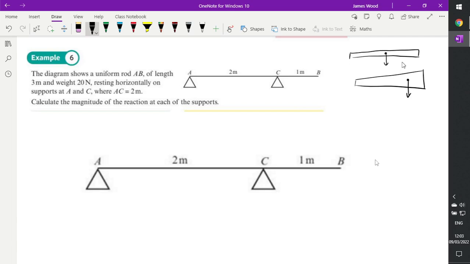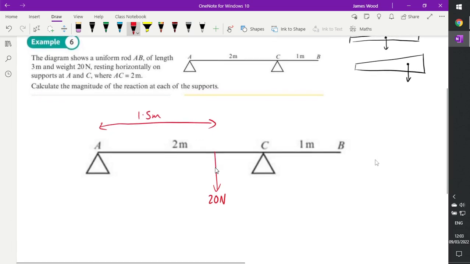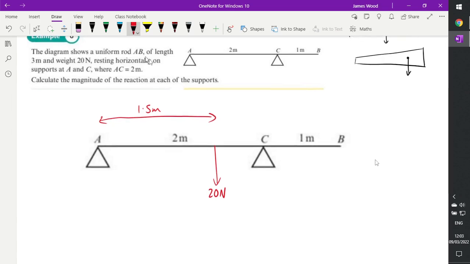Okay. So it's a uniform rod of length 3 meters in total and weight 20 newtons. So I'm going to draw the weight on. If I draw the weight there, it's exactly in the middle of the plank. So that's 20 newtons, which means this distance here is halfway along the plank. So that's 1.5 meters. And we've got to calculate the magnitude of the reaction force at each of the supports.